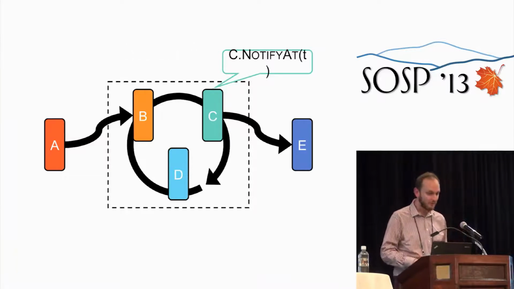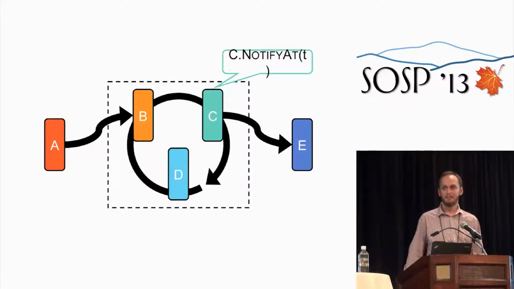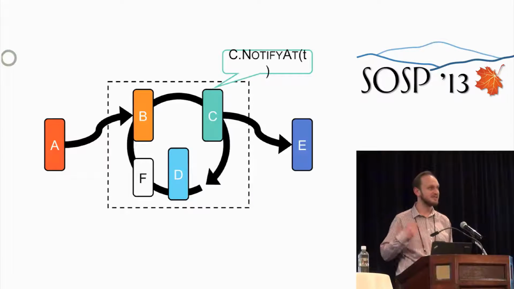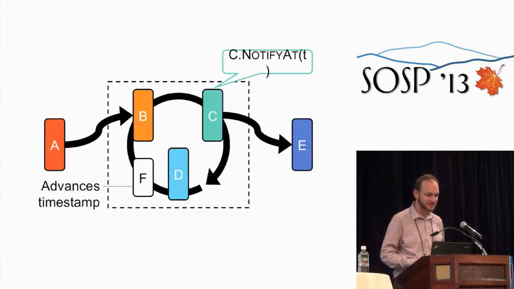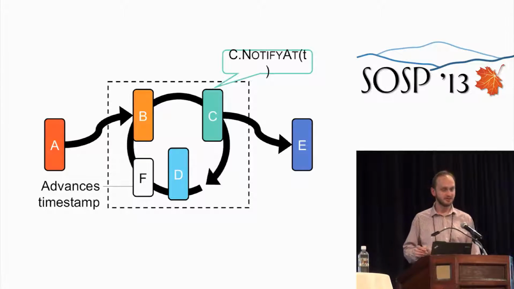To do that, we add another constraint to the graph. And this is that every back edge in the loop must have a feedback vertex. And this advances the time. It strictly increases the time on every message that passes through it. This makes it possible to have notifications in a loop, but it creates another problem.